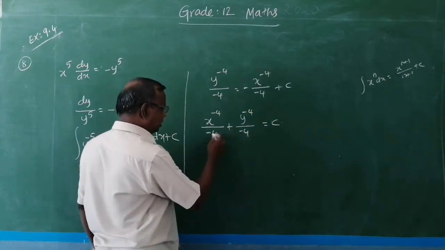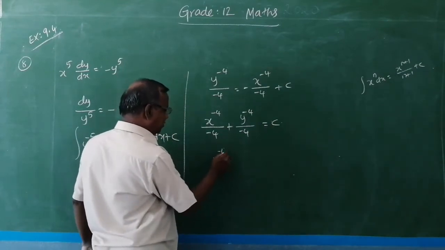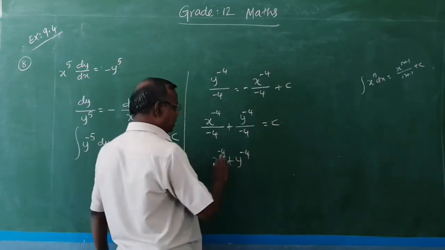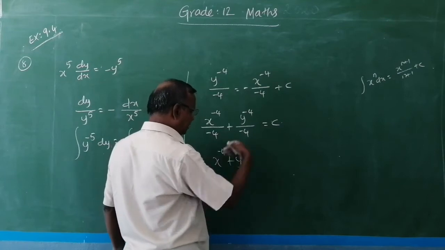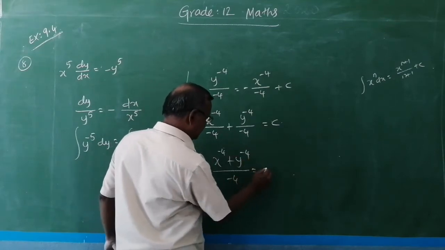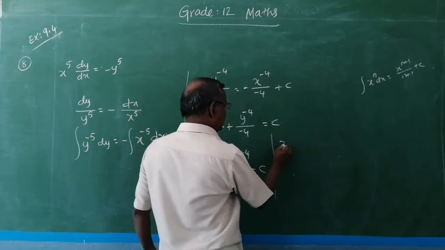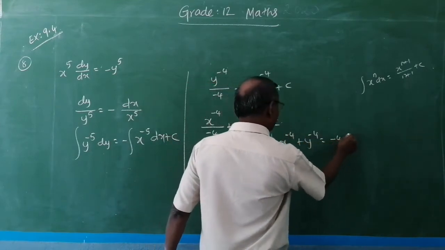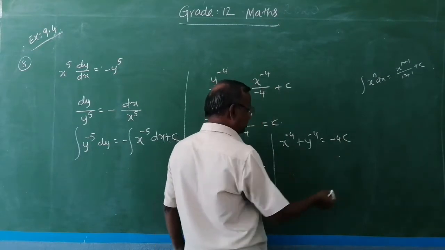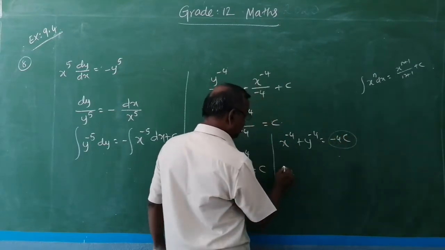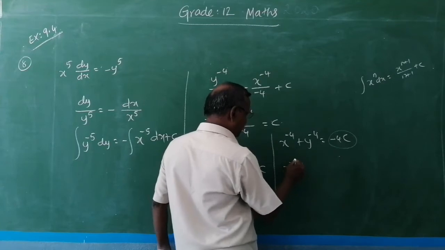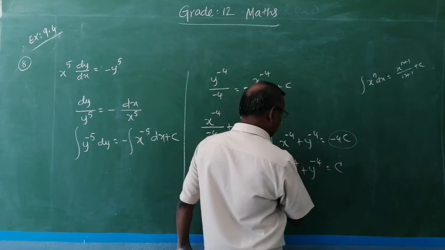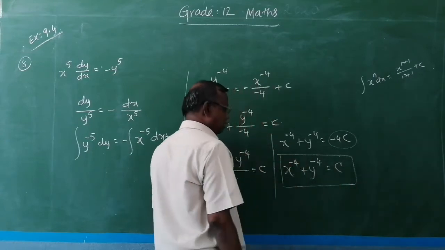Now take a common denominator, that is x power minus 4 plus y power minus 4 divided by whole power minus 4. The whole divided by minus 4 can be brought to the right side, that is x power minus 4 plus y power minus 4 equal to minus 4c, which will be c only because these are all constants. So finally we can put only one c: x power minus 4 plus y power minus 4 equal to c, where c equal to minus 4c.